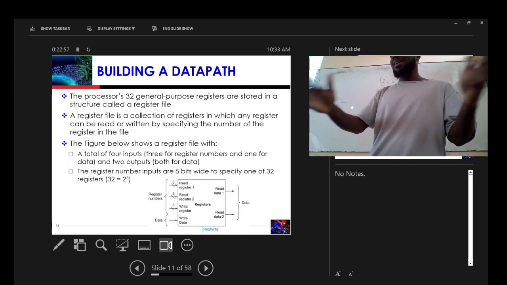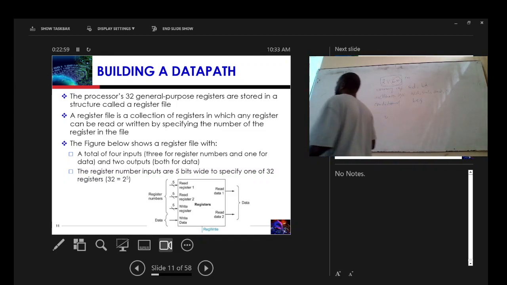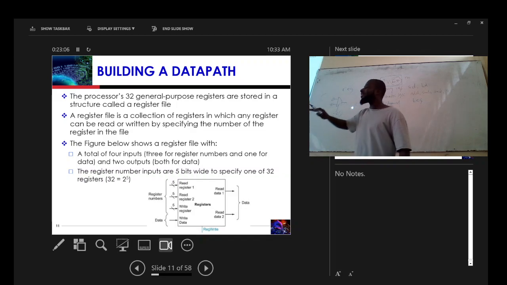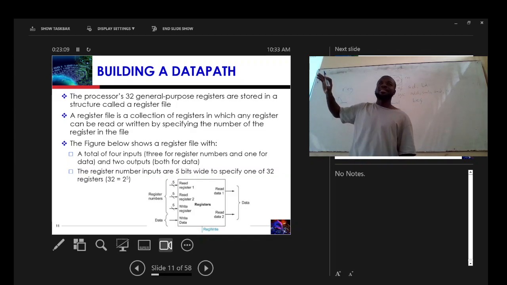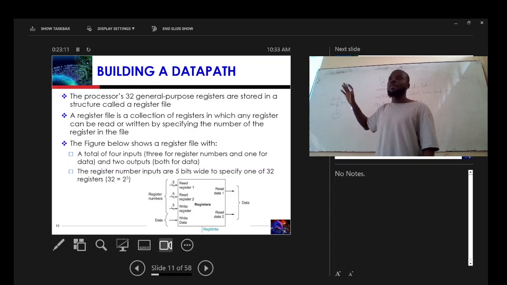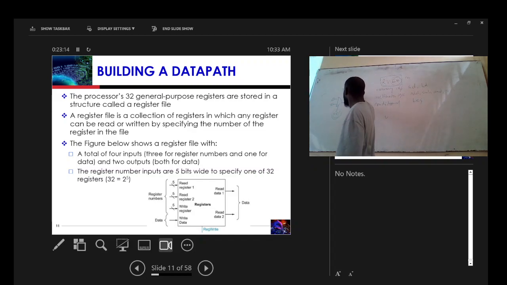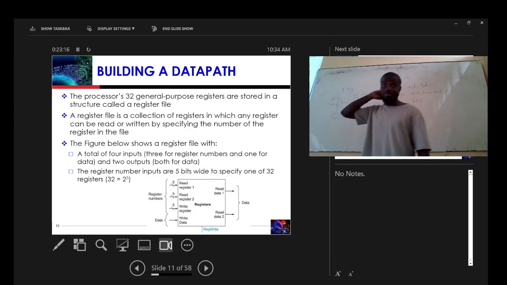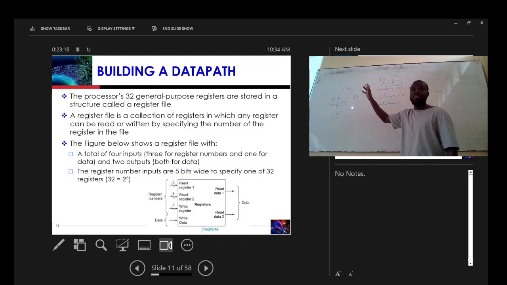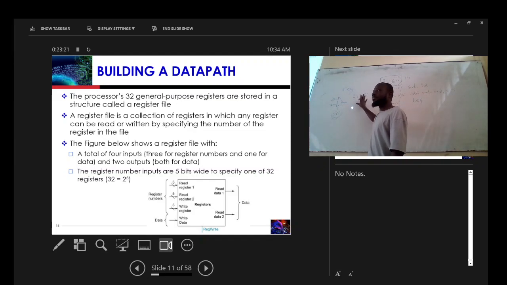So how many bits? In the first place, how many registers are in this file? 32 registers. 64 or 32? 32. So 32 registers. We are doing RV64. How many registers are there? 32. From 0 to what?